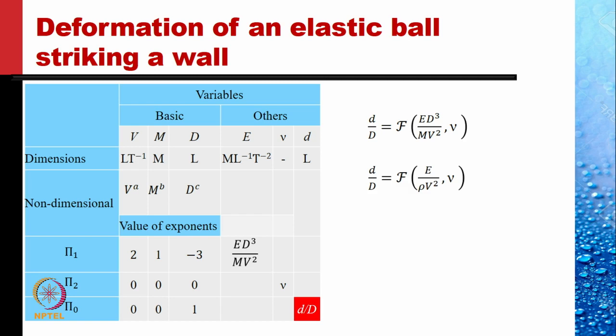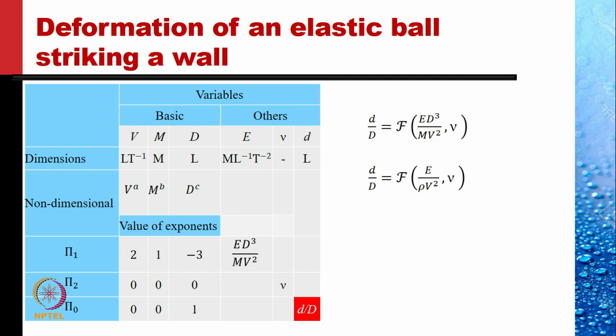Usually, this can be written as m divided by D cube, the mass divided by the diameter cube, would be like density, because mass is density times volume, and volume is like D cube. So D cube by m is like 1 over rho. So lowercase d by capital D is a function of E divided by rho v square, where rho is the density of the material.